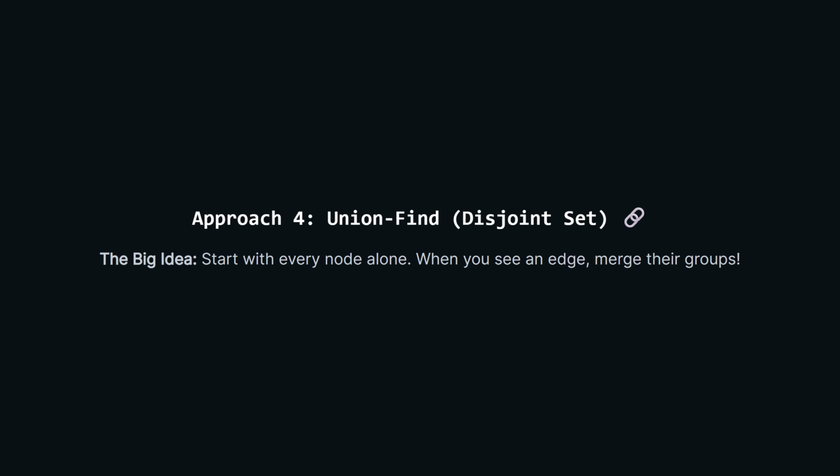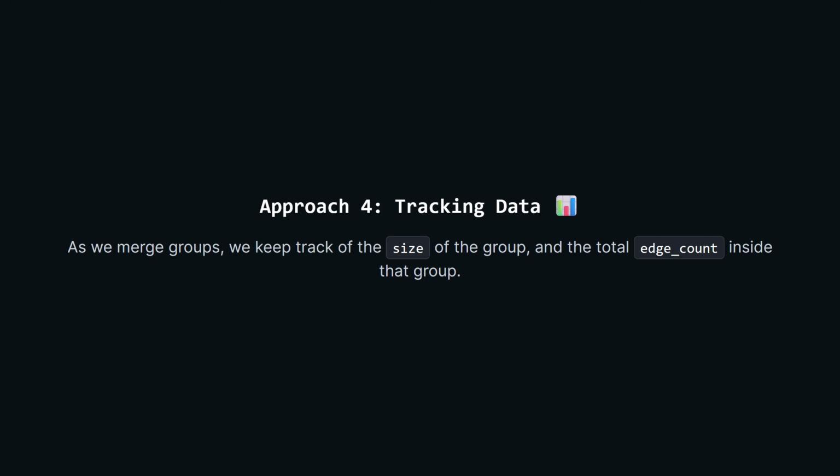Lastly, there is a fourth approach using a classic algorithm called union find, or disjoint set. The idea here is that you start by pretending every node is its own separate island. As you loop through the edges provided in the input, you merge those islands together. The clever part of using union find for this problem is that when we merge two groups, we can update the new combined group to keep track of its total size and the total number of edges it contains.